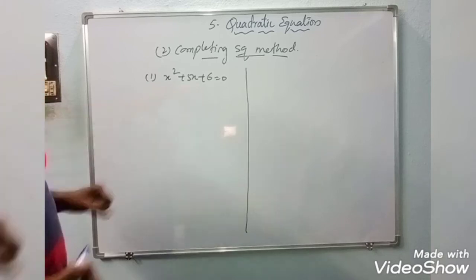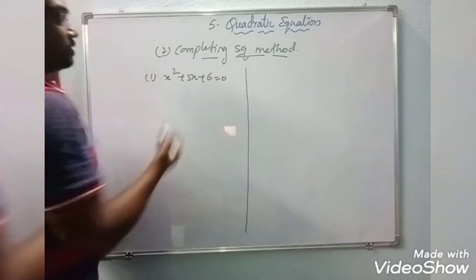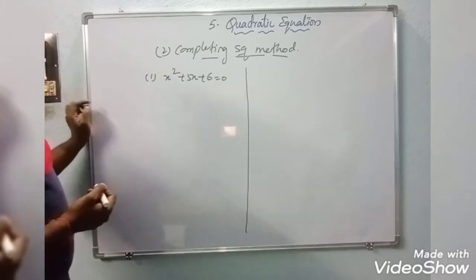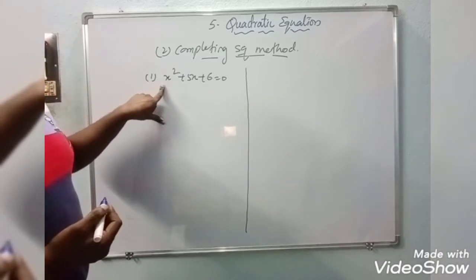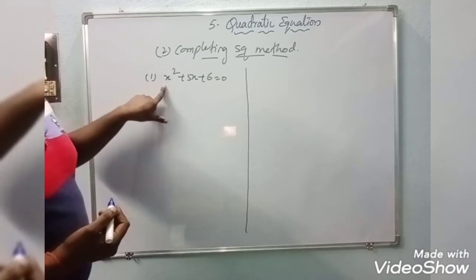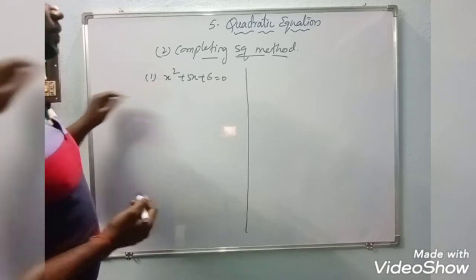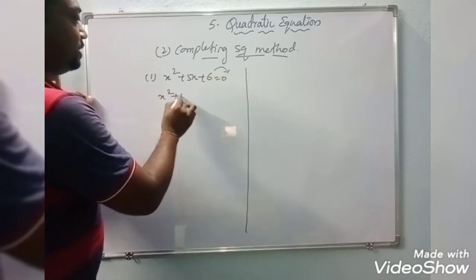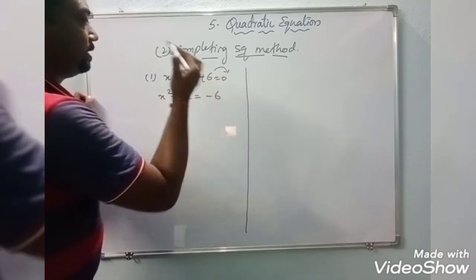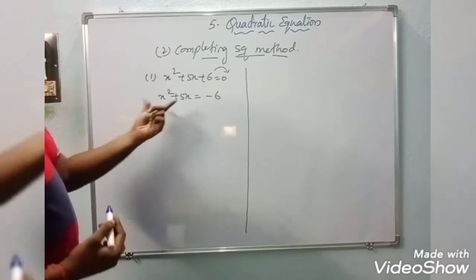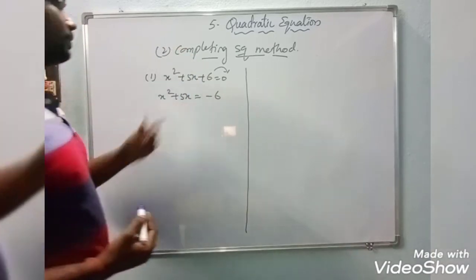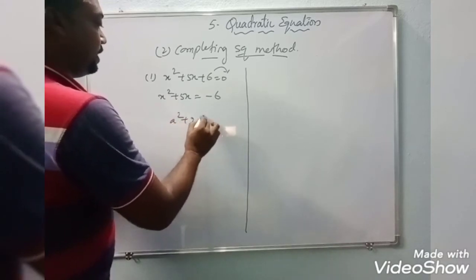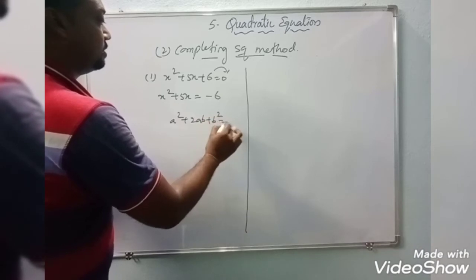So if the middle one is odd, by using the completing square method, in the first step we have to see whether you have any value along with a or not. So if you don't have any value in a, x square, now send this value 6 here. So you'll get here x square plus 5x is equal to minus 6. Right. Now we have to equate this value in terms of a square plus 2ab plus b square.